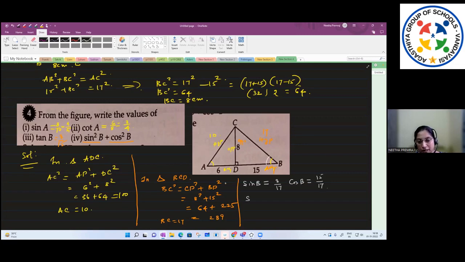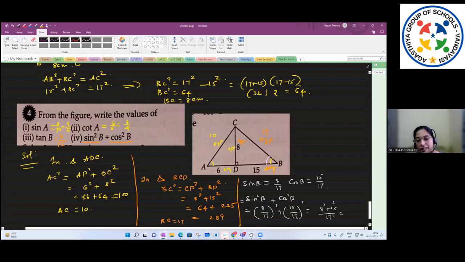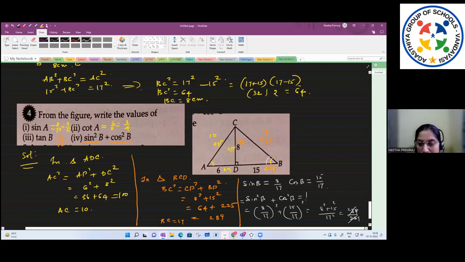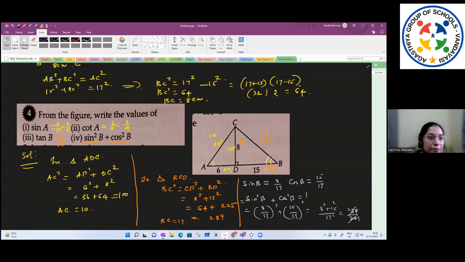Then, according to the sum, sine square B plus cos square B. So sine square, 8 over 17 the whole square, plus 15 over 17 the whole square. Then 8 square plus 15 square divided by 17 square. Obviously, this is also 289 over 289. So what does it come to? It is 1. Actually, this is an identity. Okay, guys, I hope you got clear with this concept. Now, let's move to the identities. Okay.